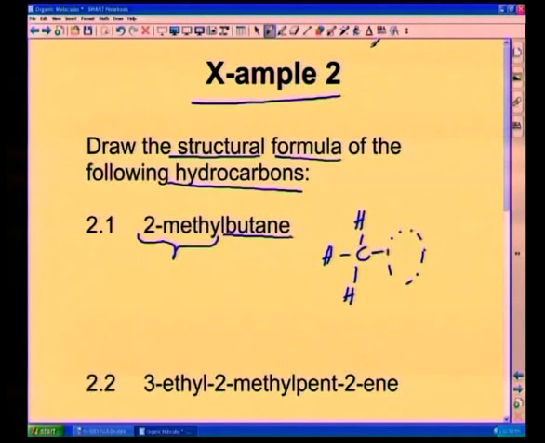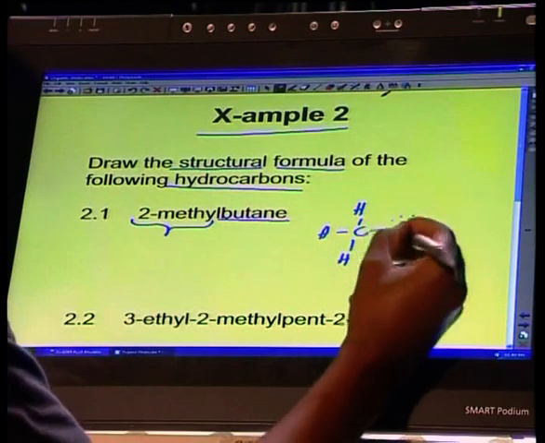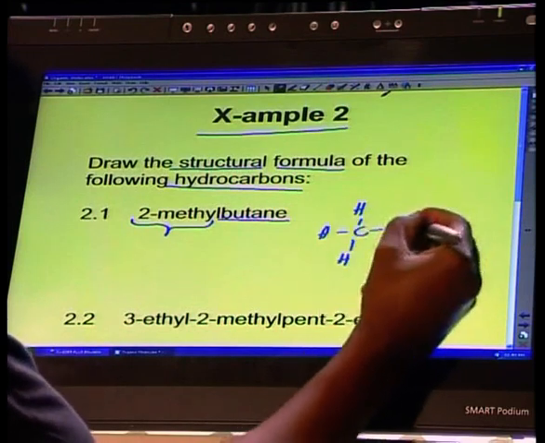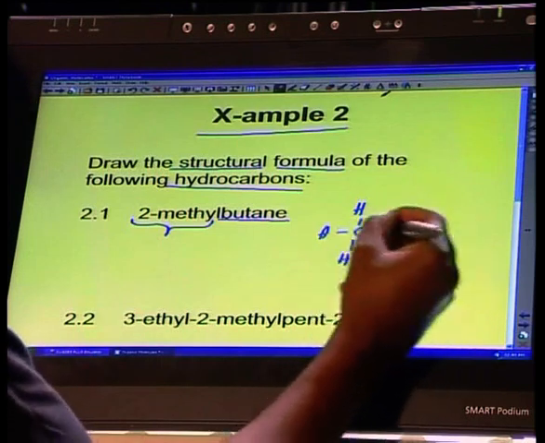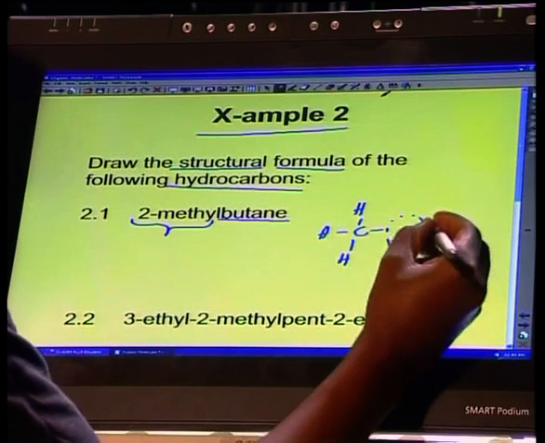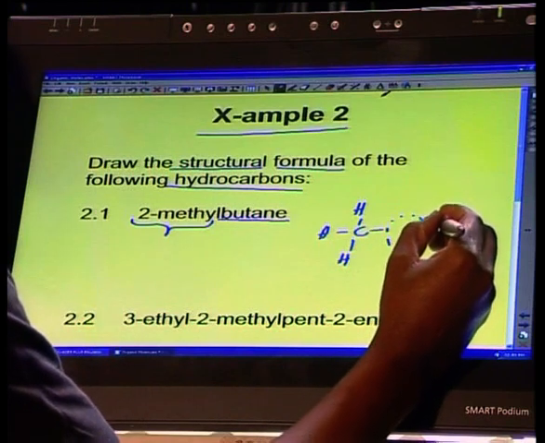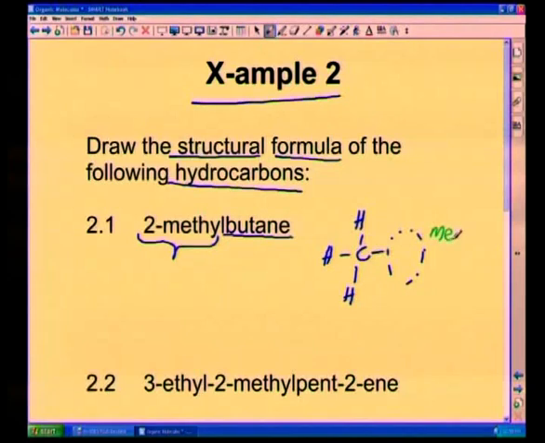But if I remove that hydrogen and this part here is free, so it is vulnerable to any other substance that would like to bond with it, this thing then becomes what we call methyl. It's a methyl group. Why? Because it has been deprived of its final hydrogen atom that was supposed to be there. So this becomes a methyl.